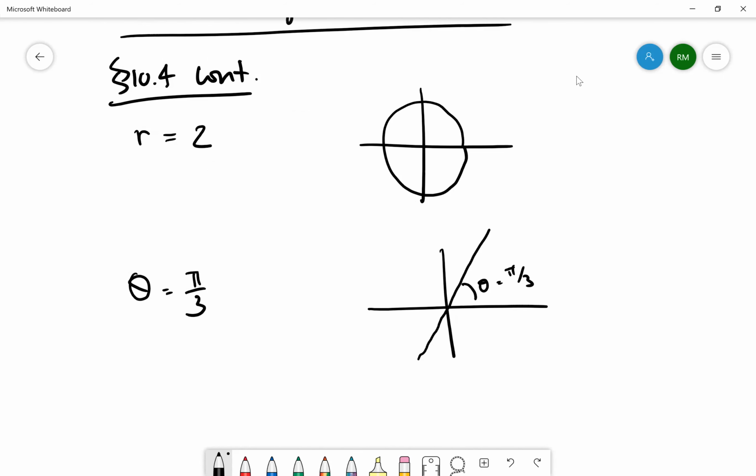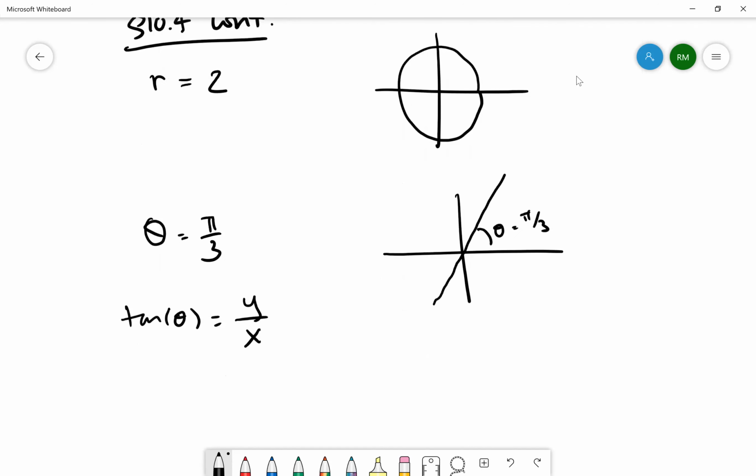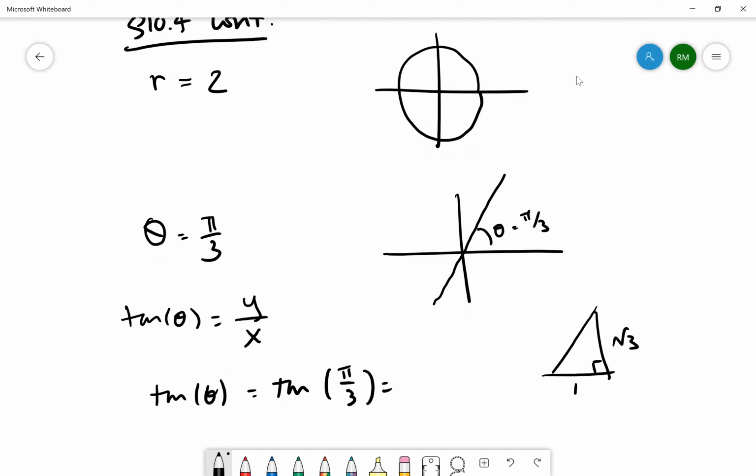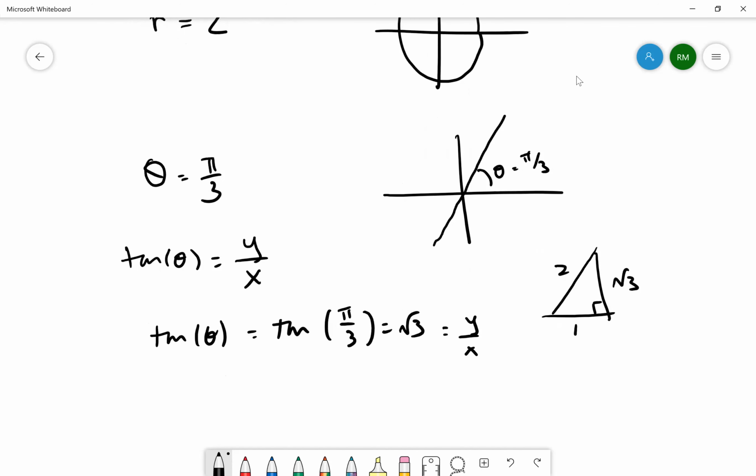So we know that the tangent of theta is equal to y over x. So the tangent of theta here is the tangent of pi over 3. So that's this triangle where this is 1, root 3, 2. So this is root 3, and that's y over x. So this should just be the line y equals root 3 times x.